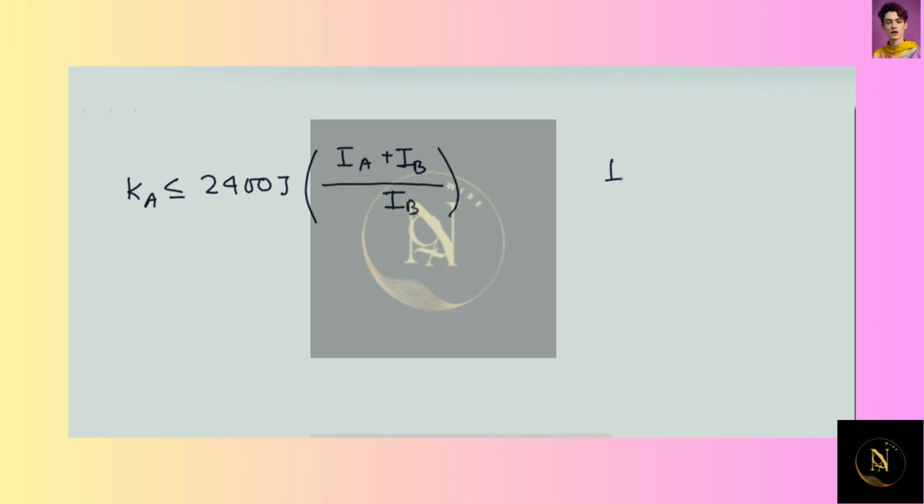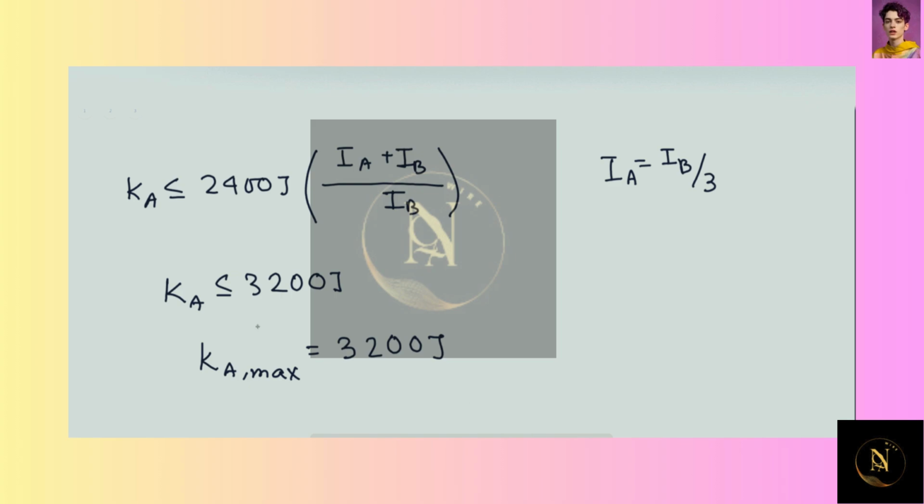And since we're given that IA is equal to IB by 3, where IA is the moment of inertia for disk A and IB is the moment of inertia of disk B, we can use this condition over here. And so from there we see that the maximum kinetic energy of A will be 3200 joules. So Ka max should be equal to 3200 joules.